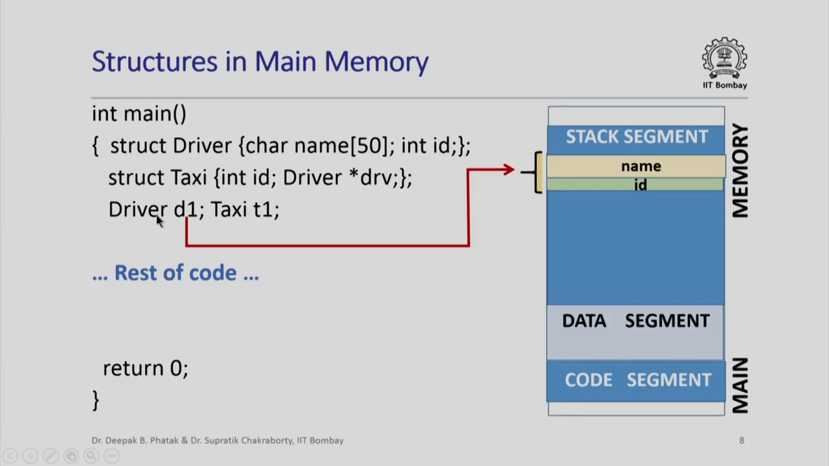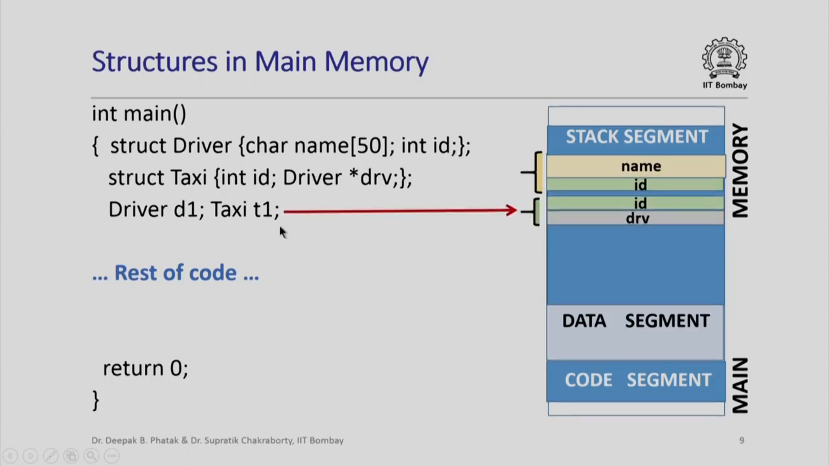D1 is a variable of structure type driver, and this is a local variable of main. So space for it is going to be allocated in the stack segment, and in this space there will be space for the member name and there will be space for the member ID. The sizes of these two rectangles here are not drawn in proportion. We will consider that this space is adequate to store 50 bytes for the character array of size 50, and this space is adequate for storing 4 bytes for the integer member ID.